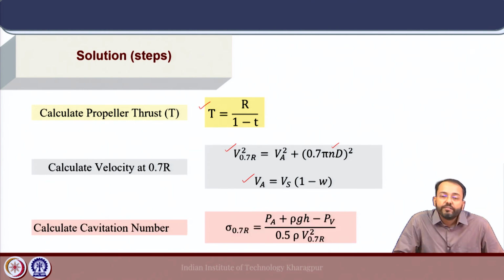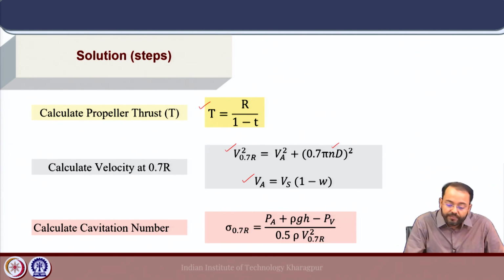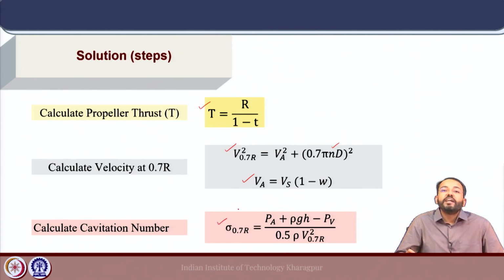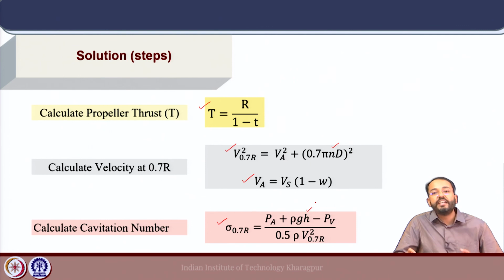The next step will be to calculate the cavitation number. Now, the cavitation number is based on the pressure at the propeller shaft axis, which is Pa plus rho g h, where h is the depth of immersion which is given in the problem, and we have already computed V 0.7 r. So, this expression gives the value of the cavitation number for the particular condition. Now, we have to relate this cavitation number to the thrust loading coefficient based on the Burrill's criteria.